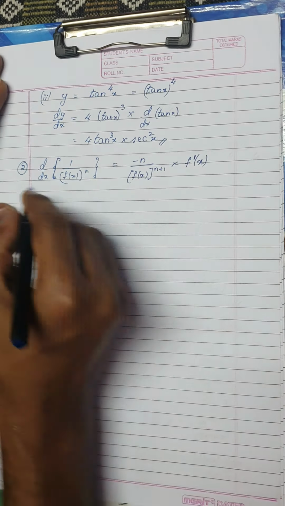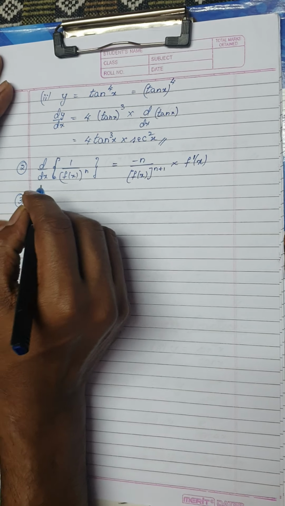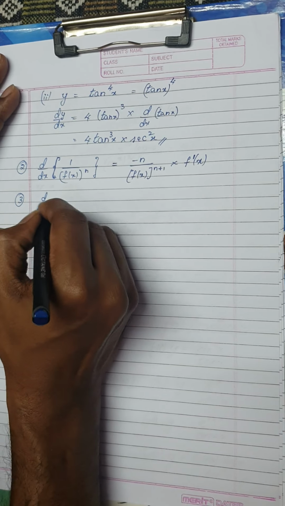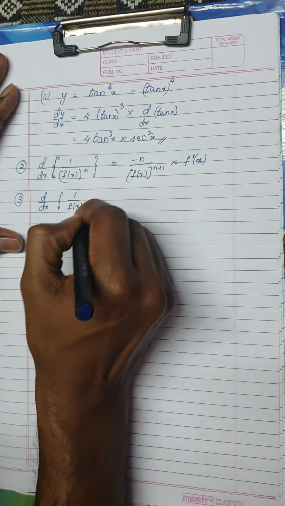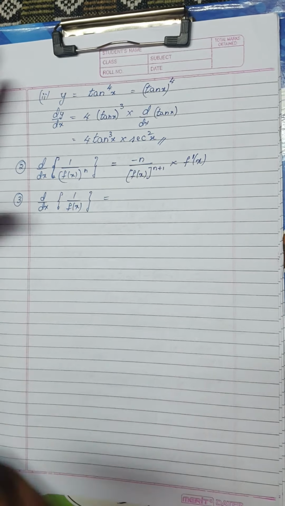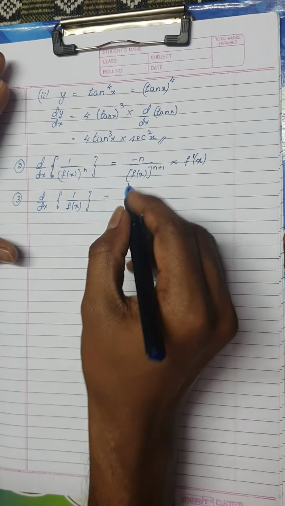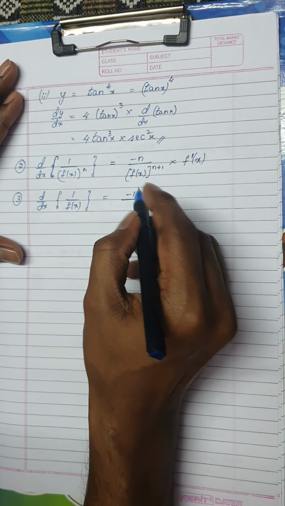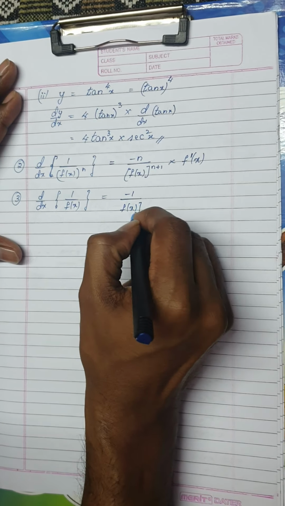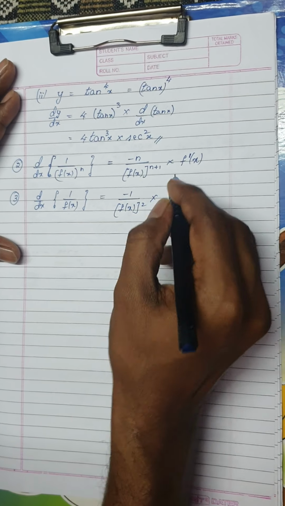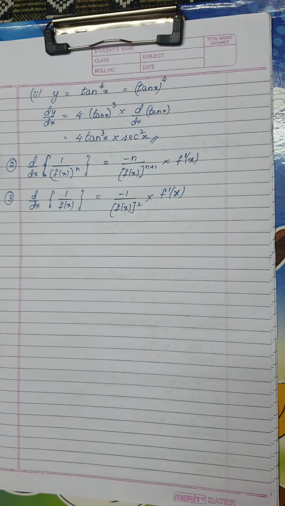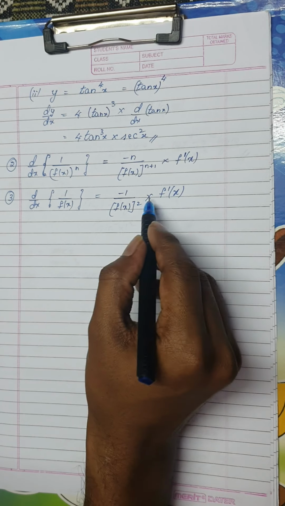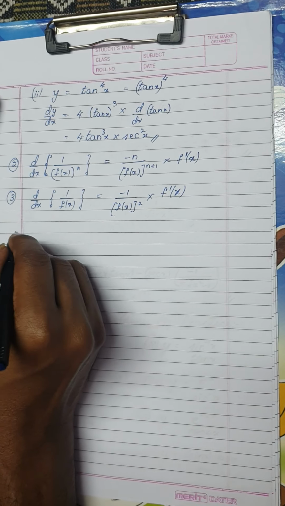Okay, now next let me take the third formula. The third formula is the derivative of 1 by f of x. So the derivative of 1 by x is, remember, you usually write minus 1 by x square. So it is minus 1 by f of x square into, differentiate this function once, remember you differentiate it once, so it is into f dash of x.